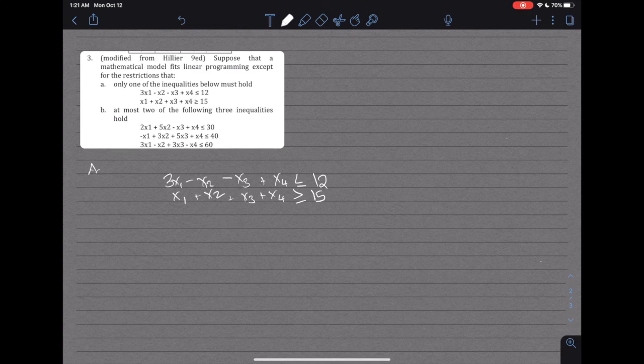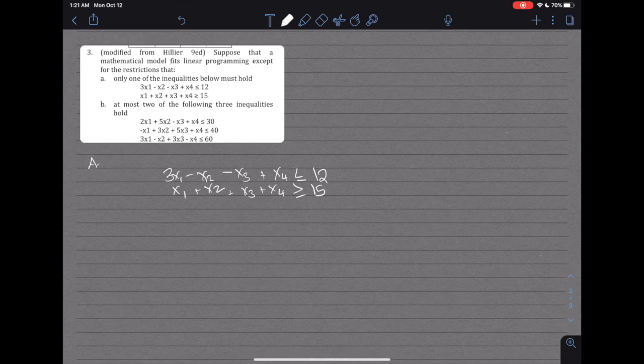Suppose that the mathematical model fits linear programming except for the restriction that only one of the equalities below, or one of the inequalities below, must hold. So here we will use a binary variable to denote if constraint 1 or constraint 2 will hold, meaning it is an active constraint or a valid constraint. Since only one is an active constraint, the other should not be active, so we're going to try to force it to become a redundant constraint. We do this by introducing a binary variable.